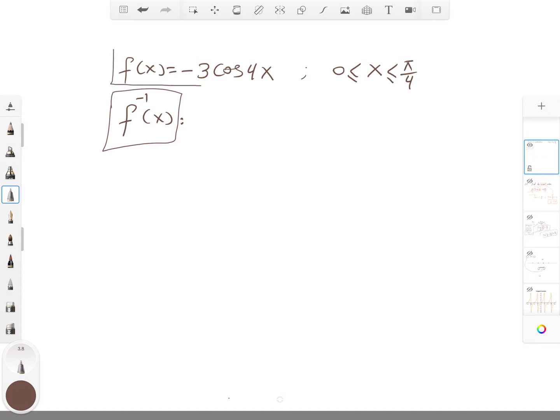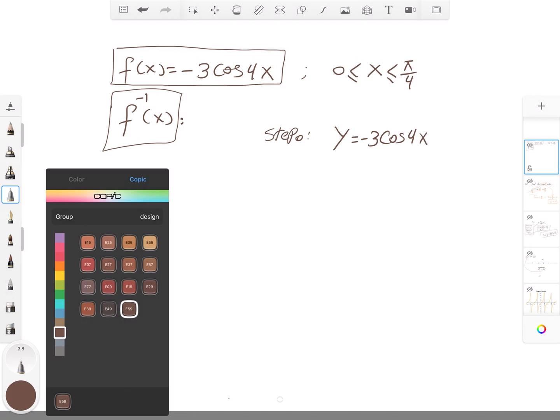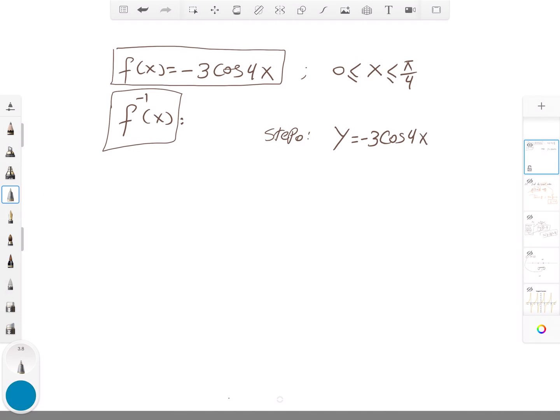This function happens to be a trigonometric function. In order to find the inverse, we should go through a few steps, same as algebra. The first step, or step 0, we learned instead of f of x, we're going to put y. y equal to negative 3 cosine of 4x. Then instead of x, we're going to put y, and instead of y, we substitute x. So step 1, x equal to negative 3 cosine of 4y.